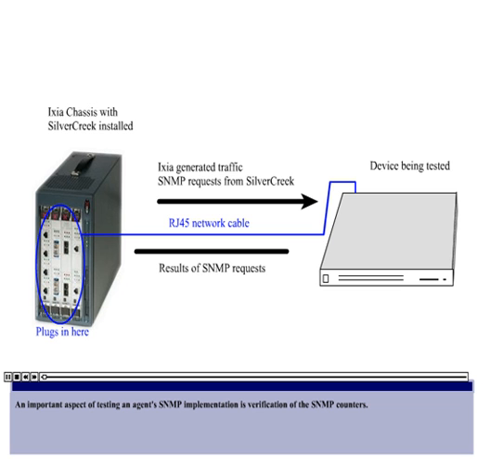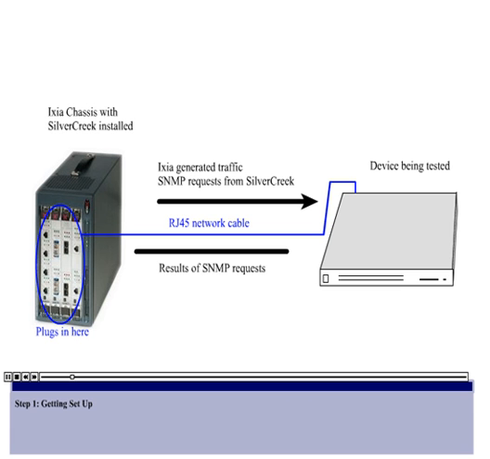An important aspect of testing agents' SNMP implementation is verification of the SNMP counters. The best way to verify counters is to send different quantities and types of traffic to the SNMP agent to verify that the counters counted correctly. You can use the IXIA traffic generator with SilverCreek for comprehensive lights-out counter testing.